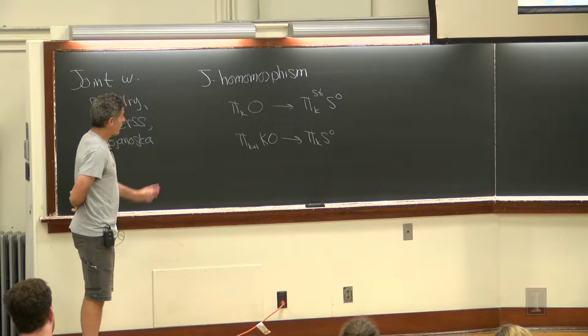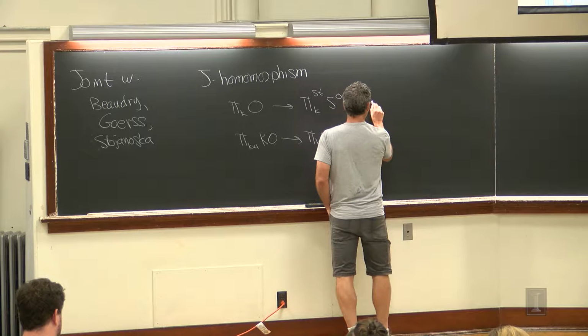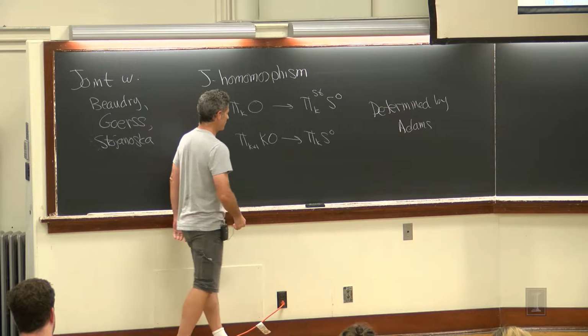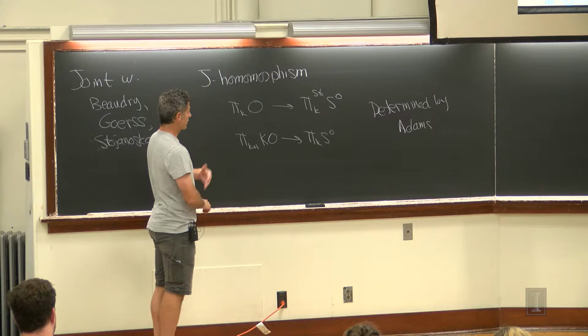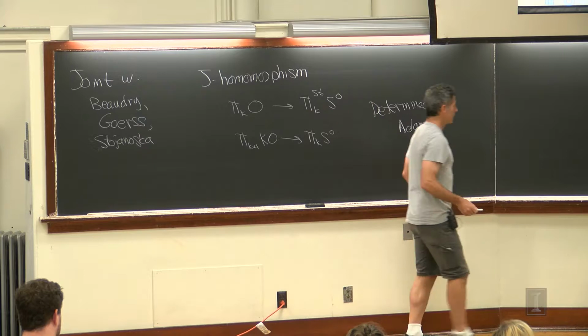So Adams analyzed this by producing a map. So this was analyzed by Adams, so determined by Adams. And he did it in two steps. He produced a map out to something that we could understand, that we could compute, and then he showed that the image was a summand that embedded in the thing he mapped out to. So maybe I'll just cut to the chase that Adams studied the fibration sequence.